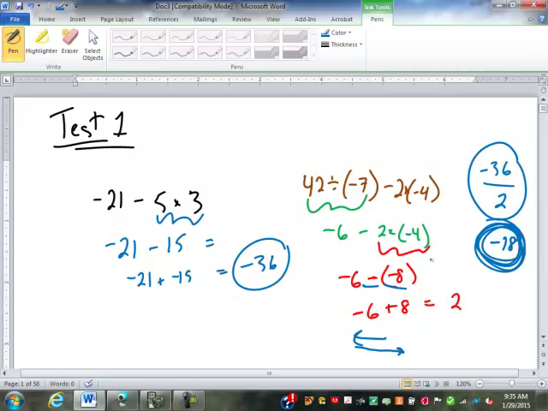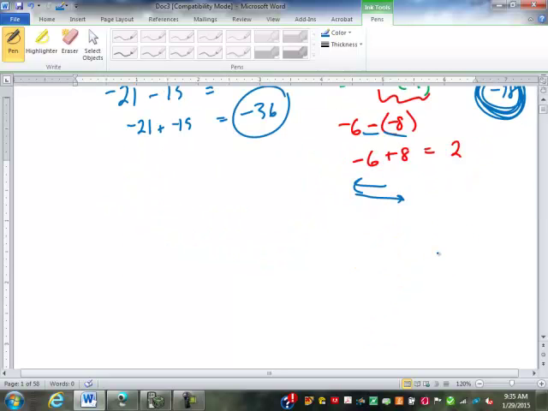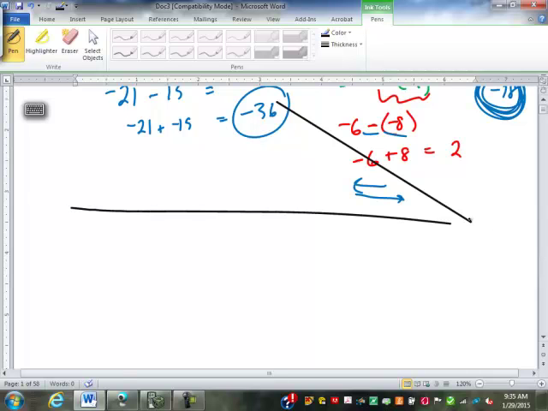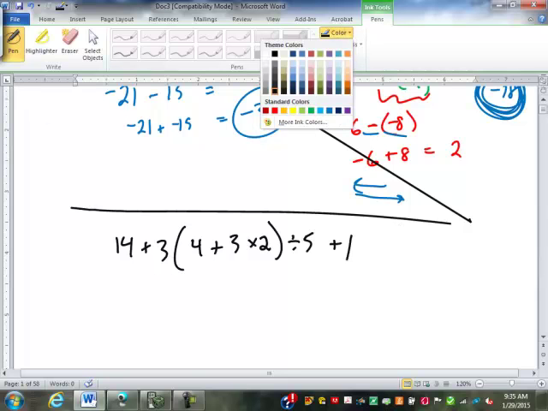Any others on 1 through 4? Number 2. So for number 2, a lot of people mess this one up right at the beginning. They do the 14 plus 3. You cannot do that. That 3 does add, but it also multiplies the parentheses, and multiplication has to happen first.